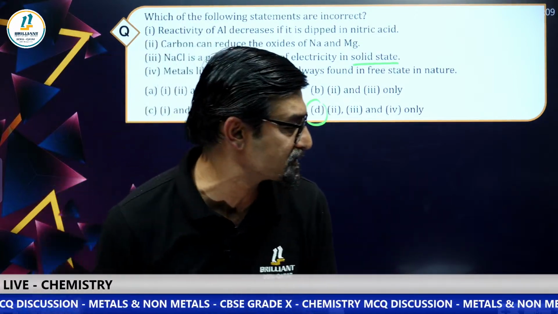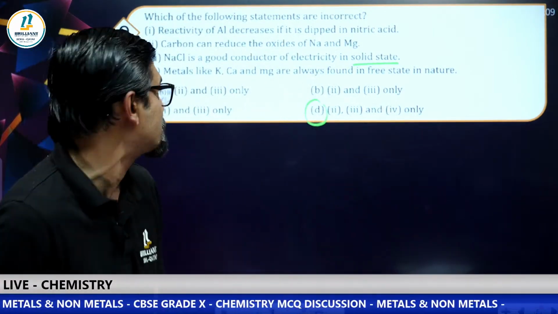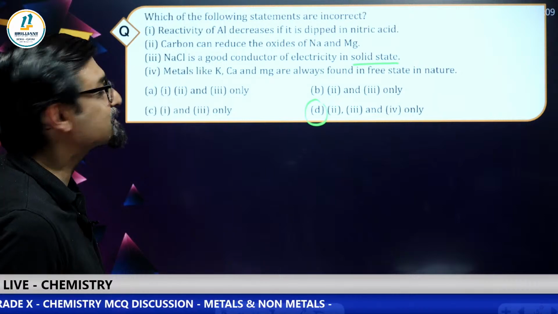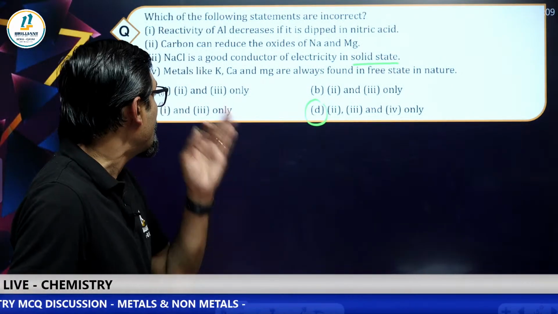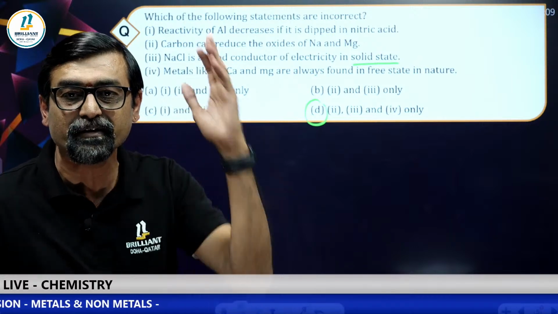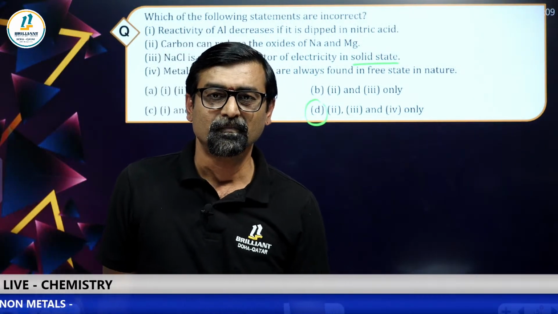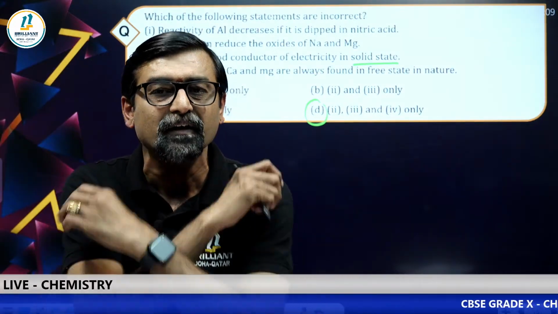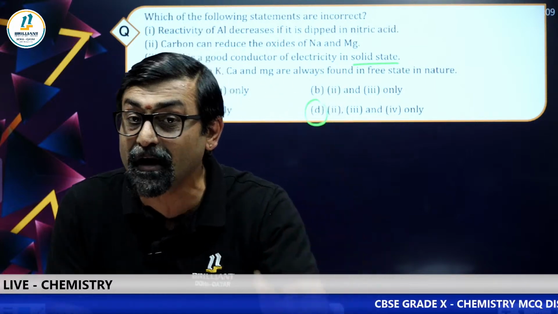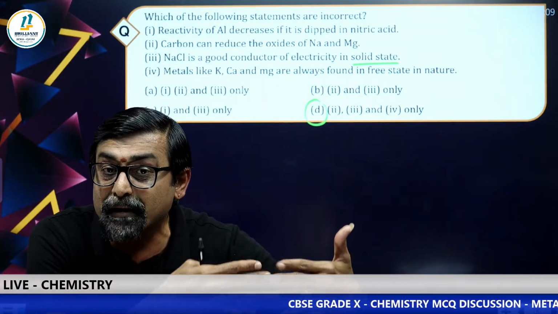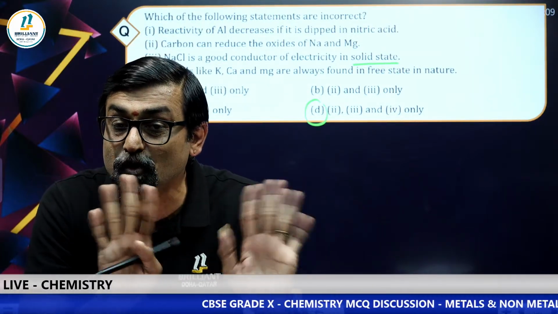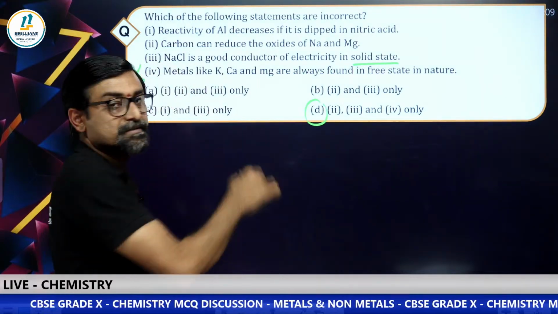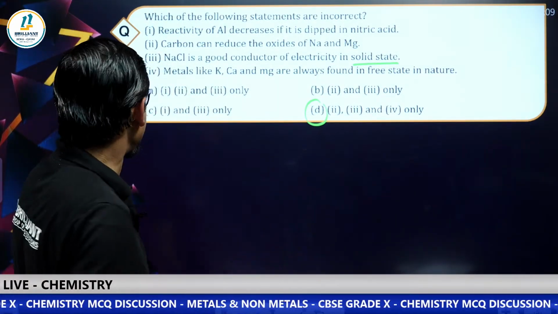Whether it is right or not, let us see. Maximum people are giving this answer. Let us analyze the situation. Let us go from the bottom onwards. The fourth option: metals like potassium, calcium, magnesium are always found in free state in nature. Right or wrong? Metals are highly reactive, so how can they stay in the free state? They never stay. The free state elements are the least reactive, platinum, palladium, but not sodium and potassium. So that is the incorrect statement. Mark it X. Right, come to the third option.